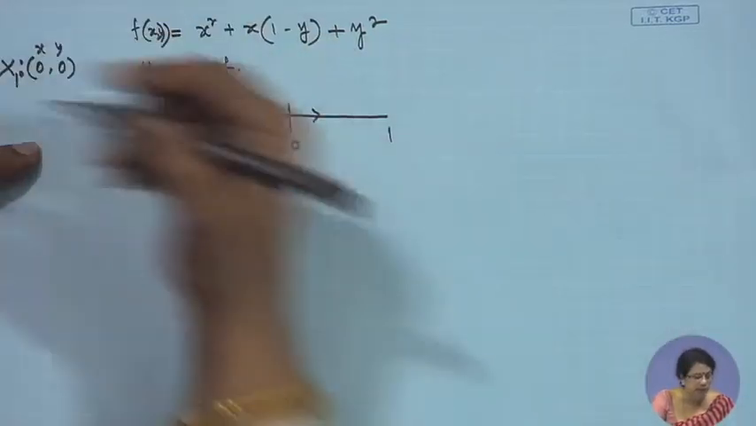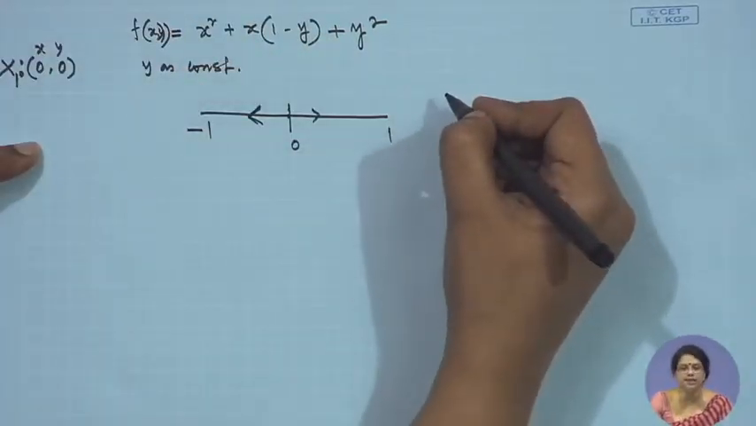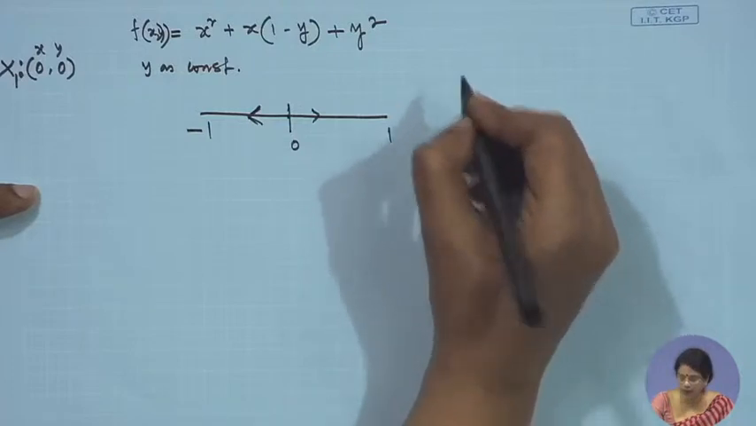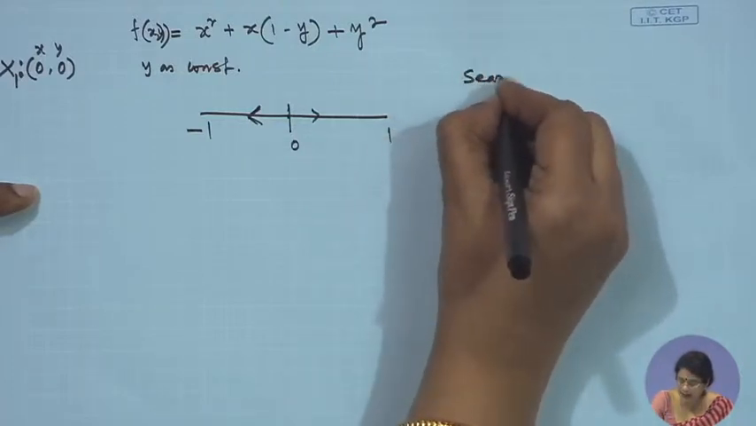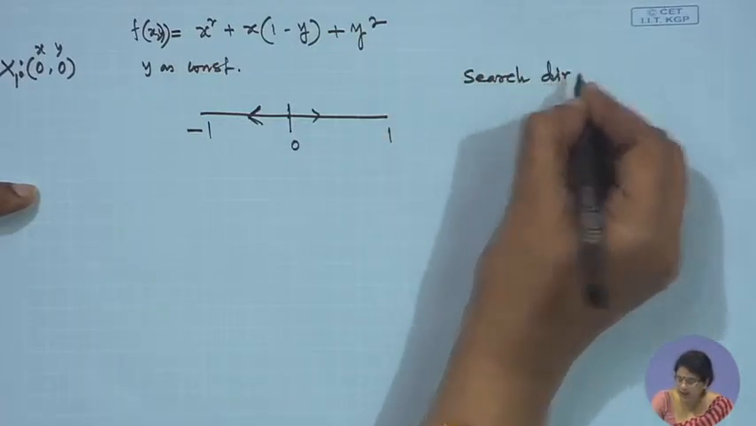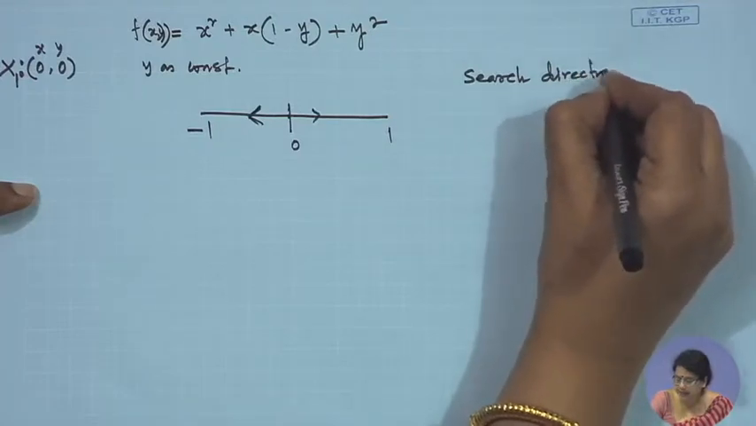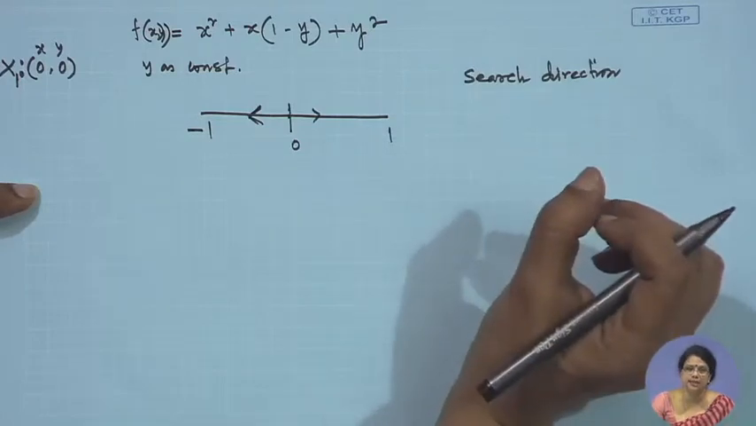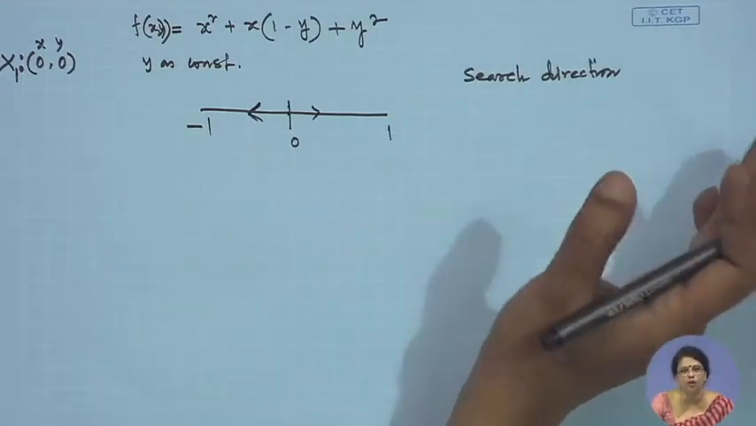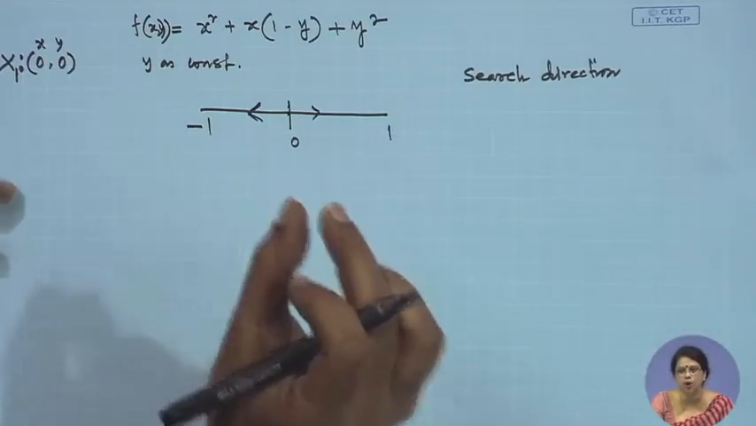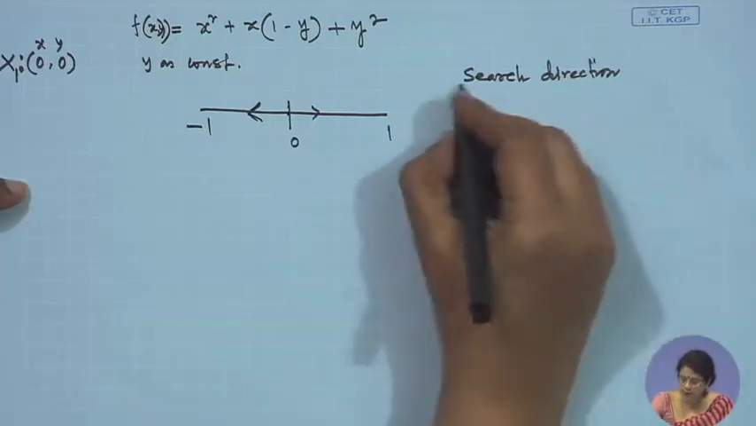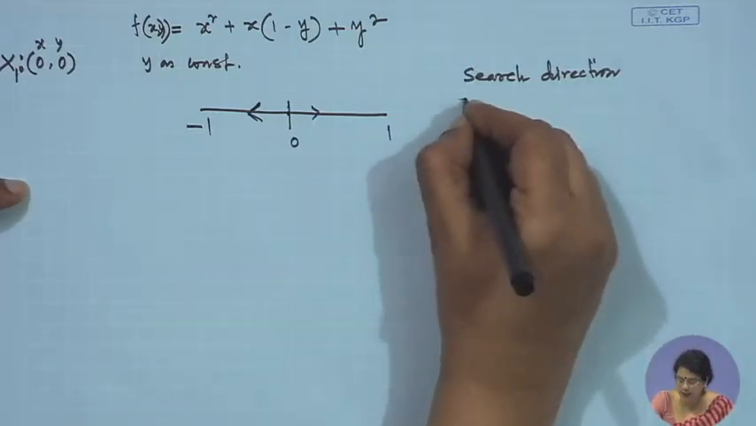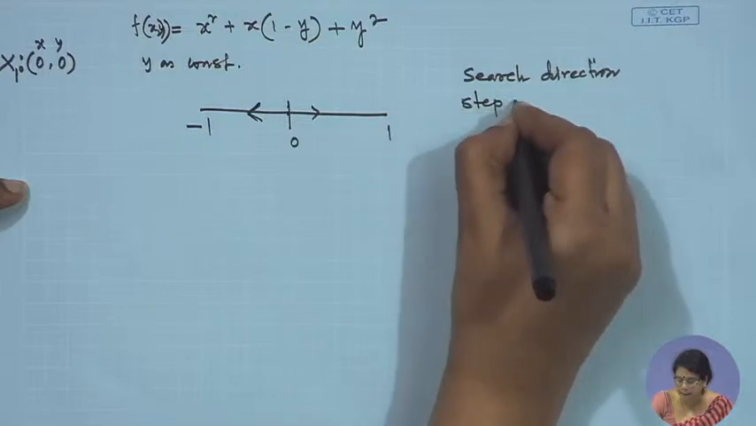That is why there are two things involved. One is the search direction, in which direction I will do the searching, and the second is the step length of searching. Shall I jump a lot, or shall I move with a very small delta? That is why two things are involved here, search direction and step length.